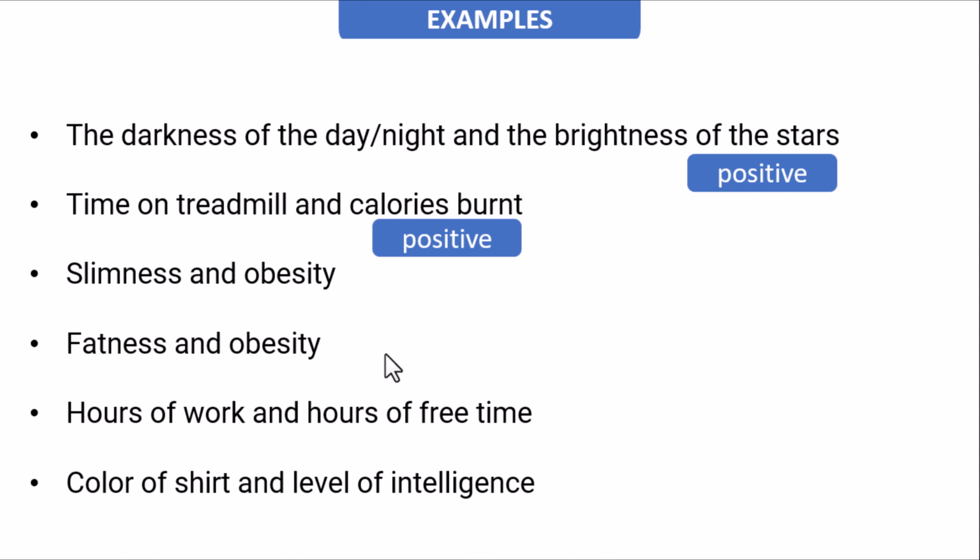So positive. Slimness of a person and their tendency to have obesity. So when someone is slim, do they have a higher tendency of obesity or a lower tendency of obesity? Definitely a lower tendency of obesity. So that is negative. Now, the fatness of a person and their tendency to have obesity, and that is positive.